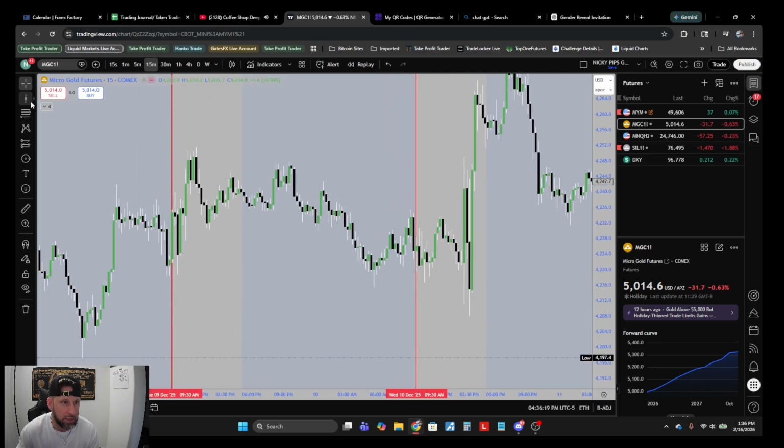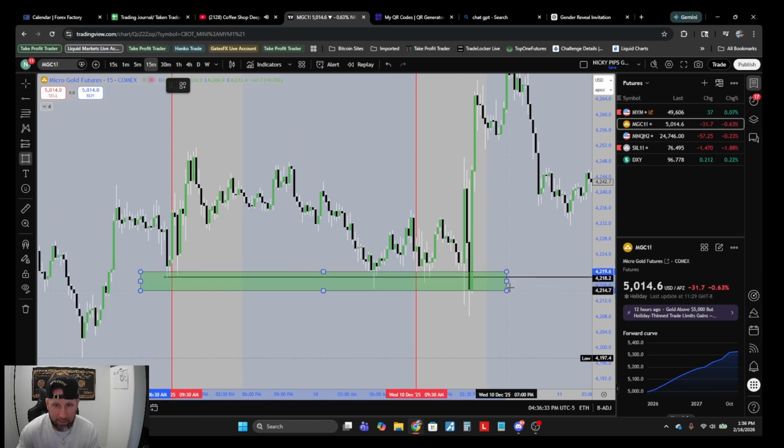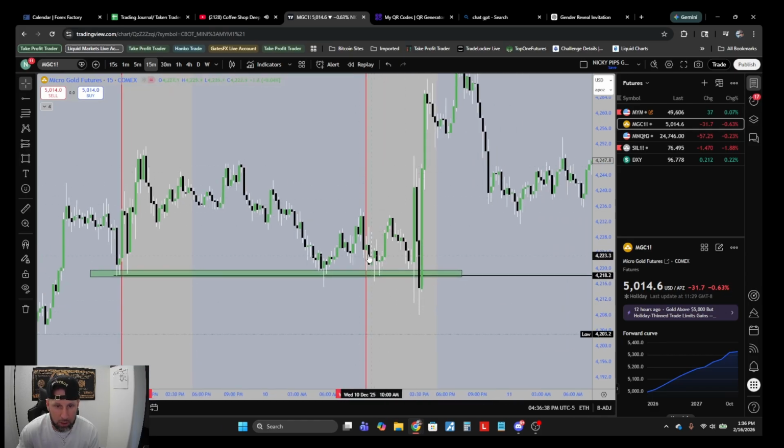So you can mark these up. You do want to look at other sessions because you want to see what they do. This could be the low. This is the demand zone. We could mark that up because price tapped into here. We can notice when market opened here, this is 9:30.